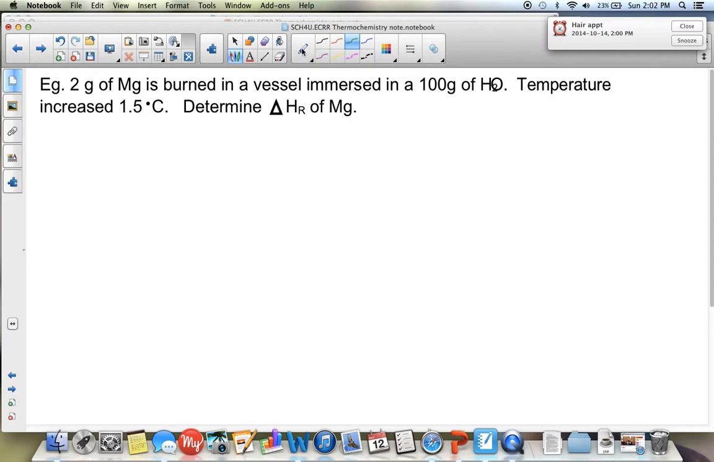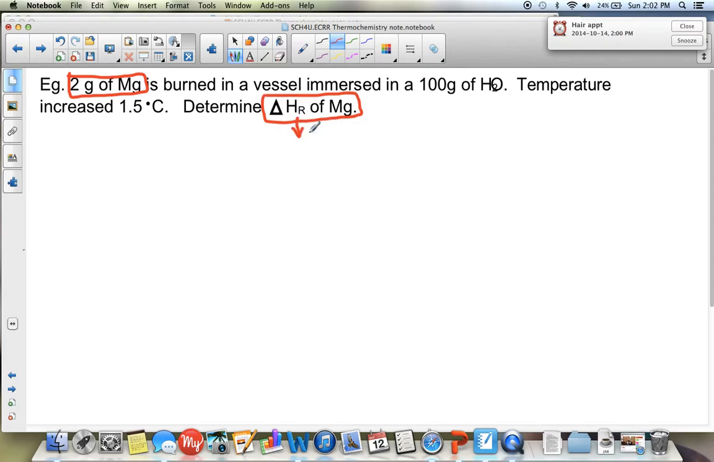First example we're going to look at. 2 grams of magnesium is burned in a vessel immersed in 100 grams of water. The temperature increases by 1.5 degrees Celsius. Determine the heat of reaction of magnesium. Let's look at what we've got. We've got 2 grams of magnesium, and we want to find the heat of reaction of magnesium.